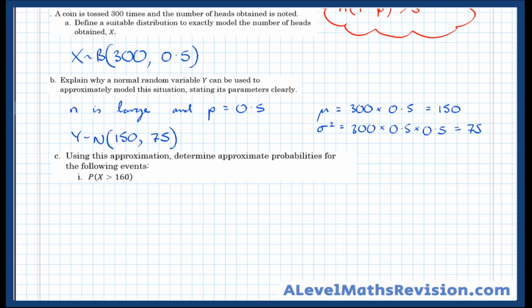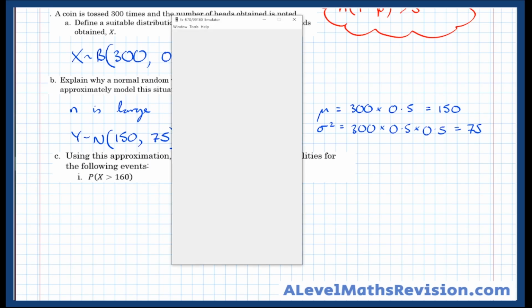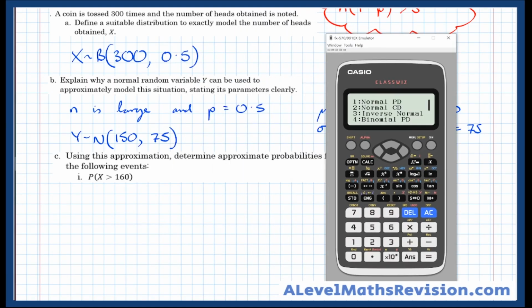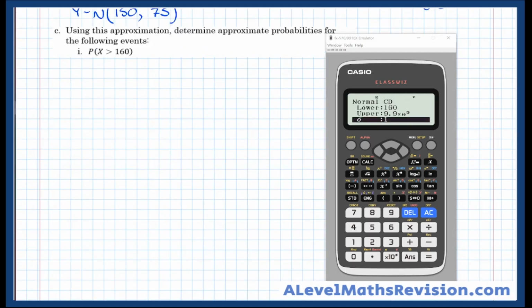Now this isn't as simple as you think. The wrong thing to do here would be to get the calculator, go into normal distribution mode, and put the lower bound as 160, the upper bound as infinity. The standard deviation is root 75. The mean as 150. And remember, I'm saying this is not the thing to do. And that will give us a probability of 0.1241. That isn't what we should do here.